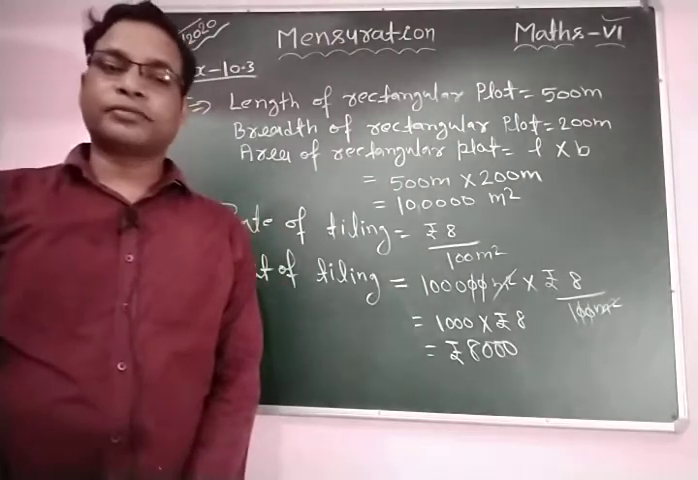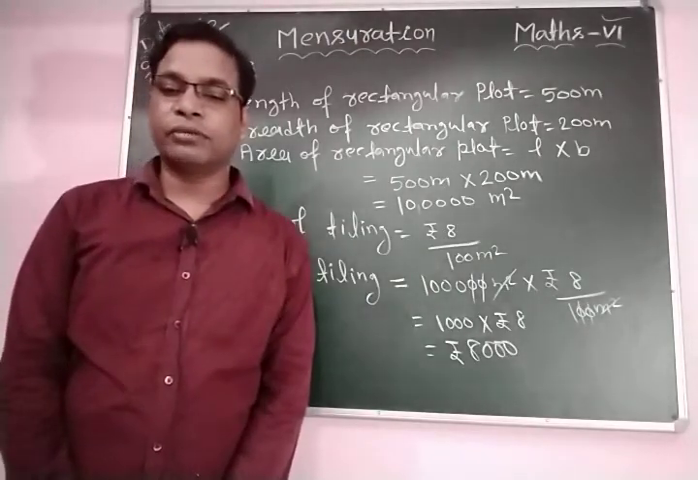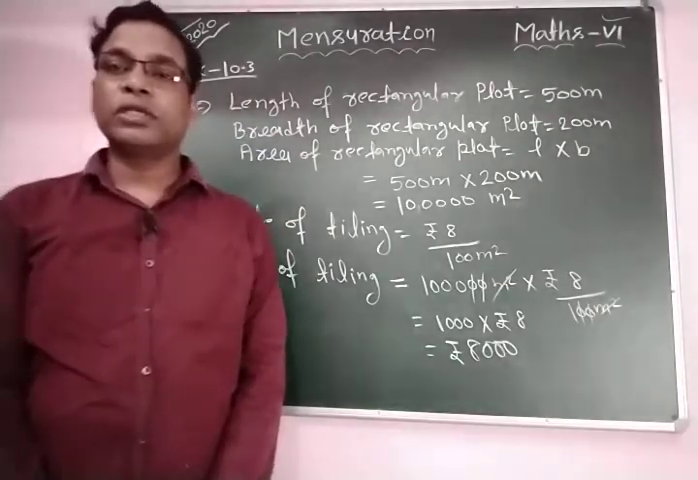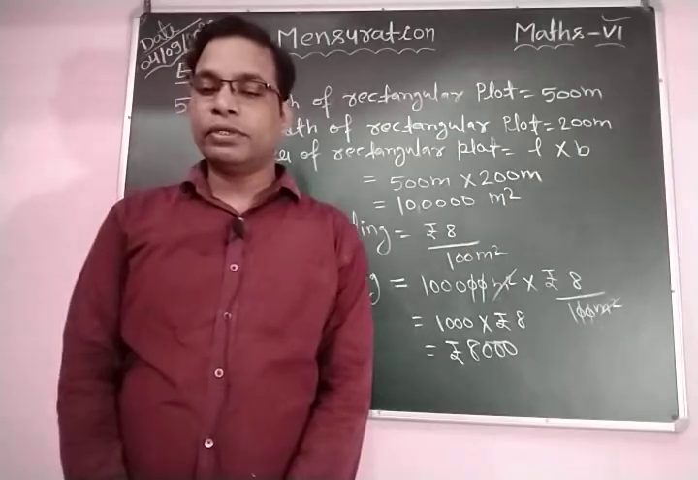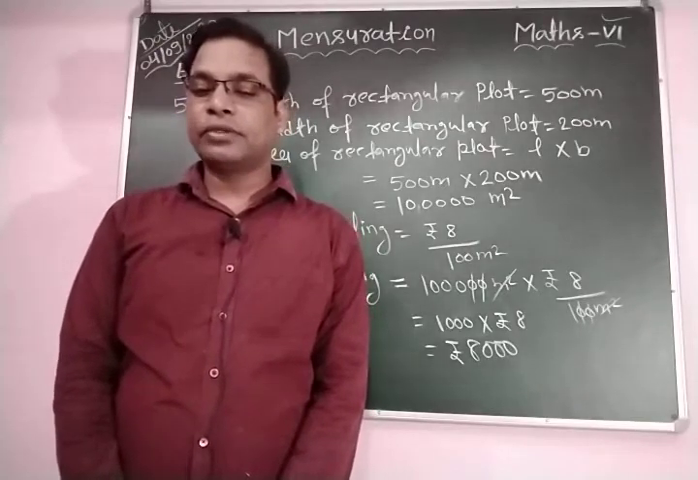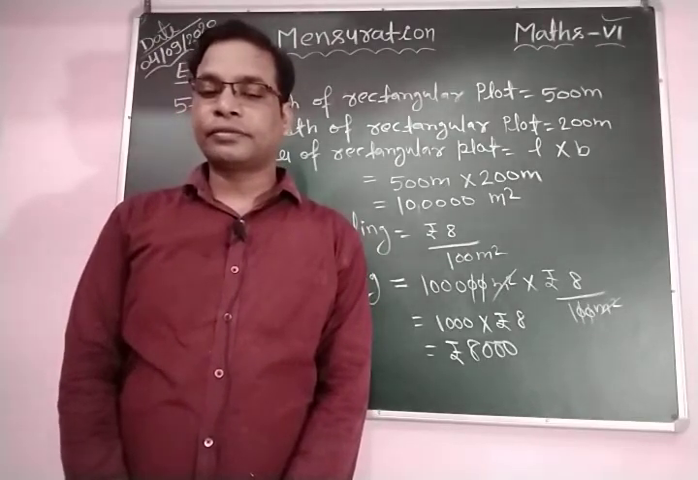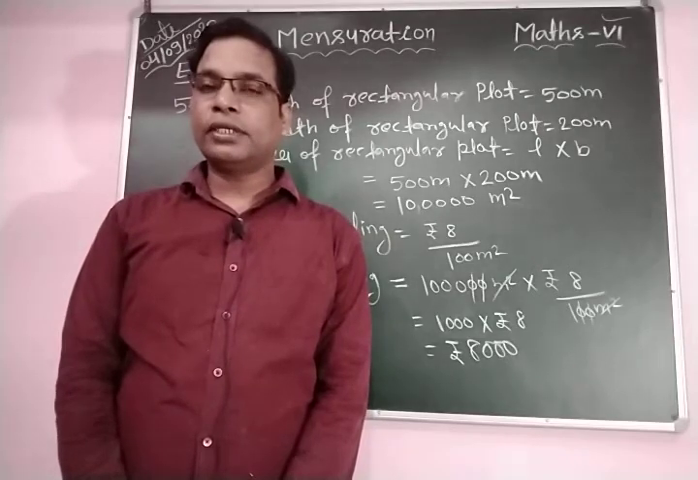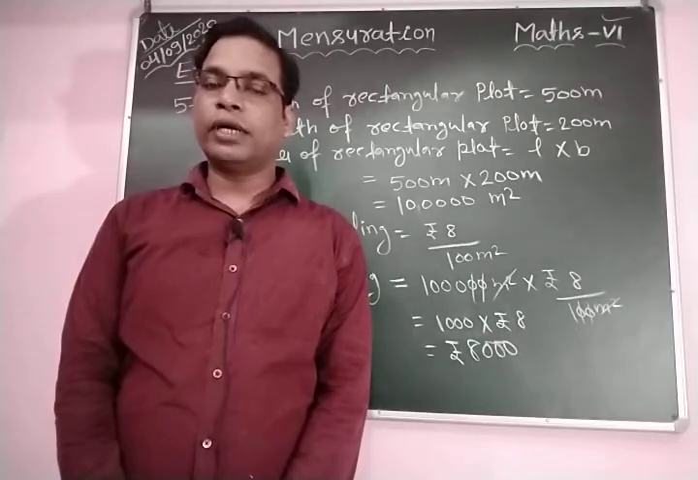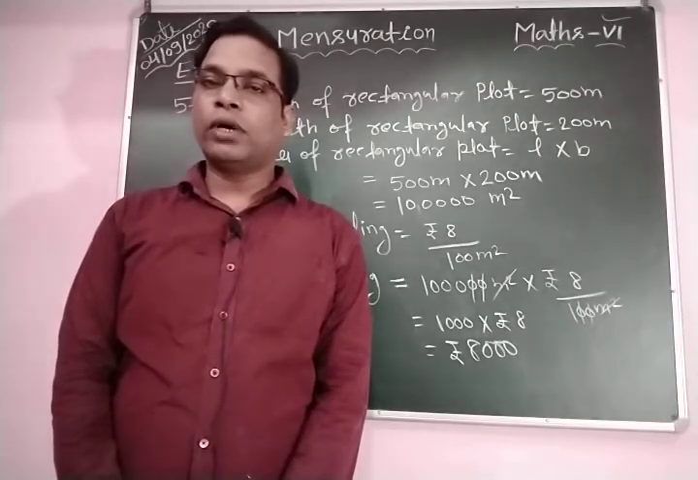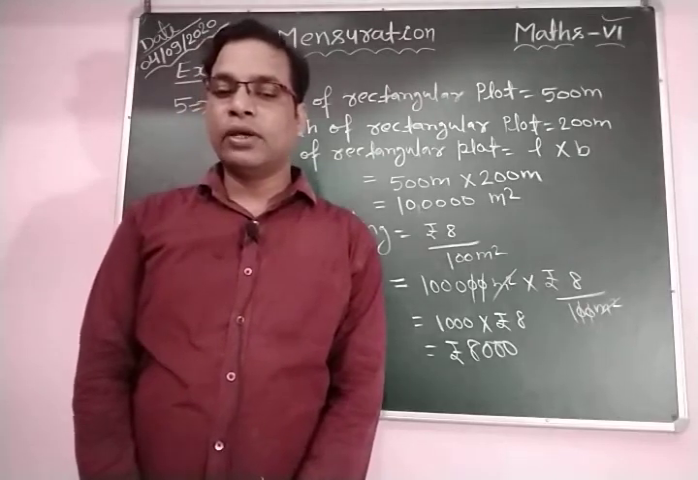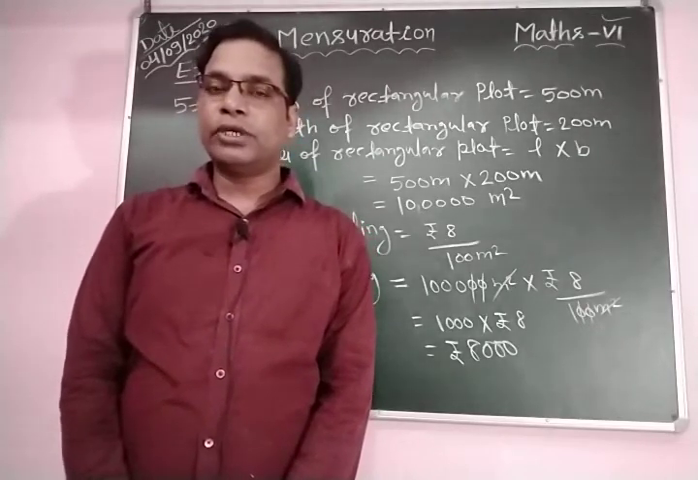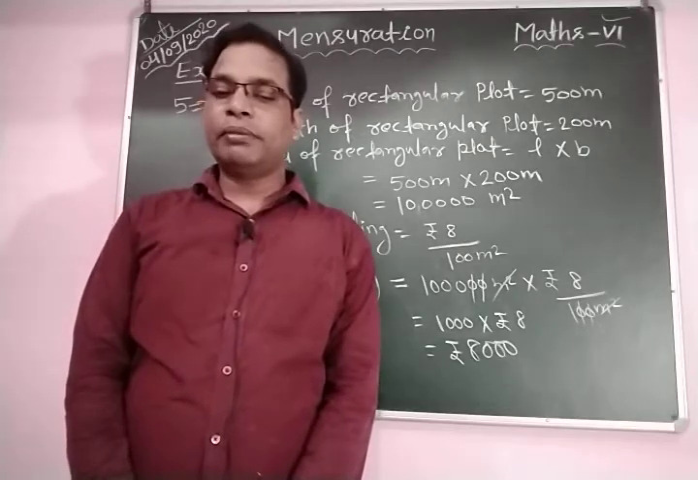Okay. So now we are going to discuss the next question, question number 6. Question number 6: a tabletop measures 2 meter by 1 meter 50 centimeter. Here 2 meter is the length of the tabletop, and 1 meter 50 centimeter is the breadth of the tabletop.